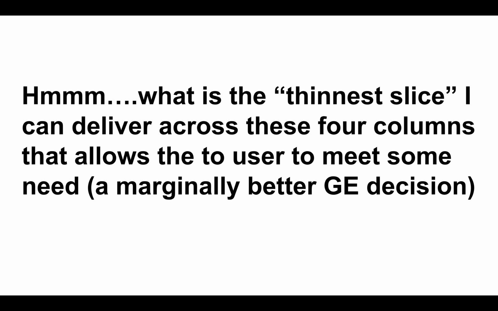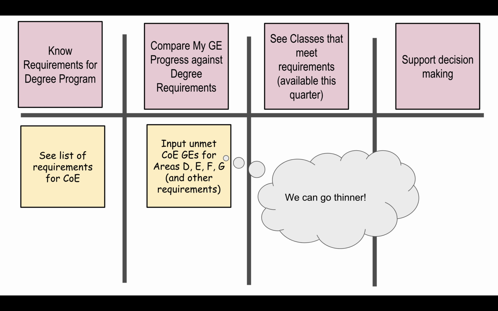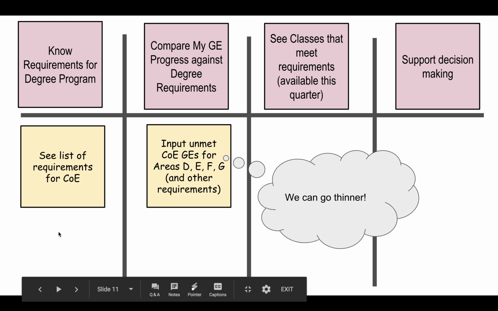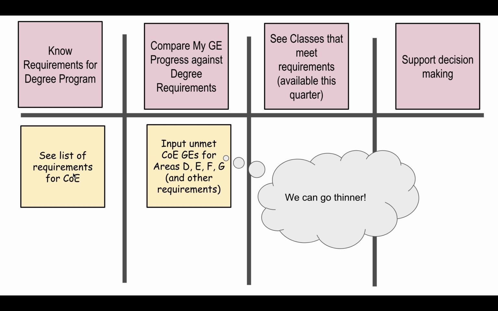And the next thing we're going to do is think about the thinnest slice that we could deliver horizontally across these four columns that allows the user to meet some need. And we're saying that need is a marginally better GE decision than they would have made if we didn't give them this tool, right? So the first thing we do is we say, all right, in this first column, maybe our web app is going to let the user see a list of the requirements for the College of Engineering GEs. In a later slice, we might allow them to do L&S as well, but right now we're focusing just on COE.